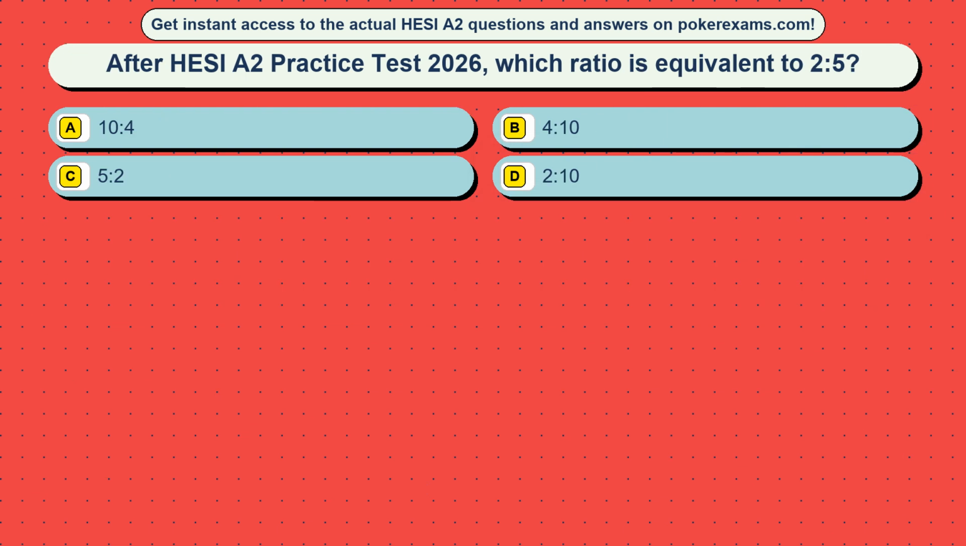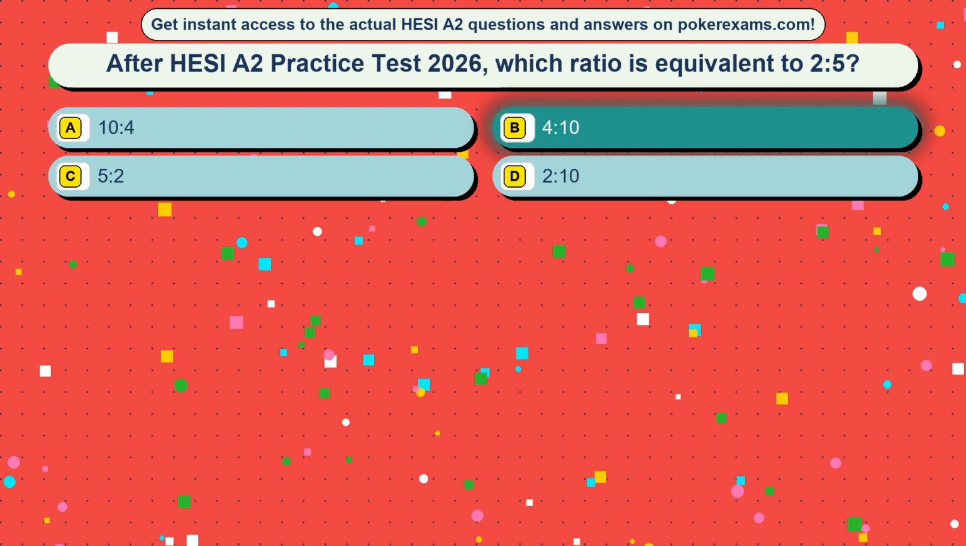Question 16. After HESI A2 Practice Test 2026, which ratio is equivalent to 2:5? Option A, 10:4. Option B, 4:10. Option C, 5:2. Option D, 2:10. The correct answer is option B, 4:10.